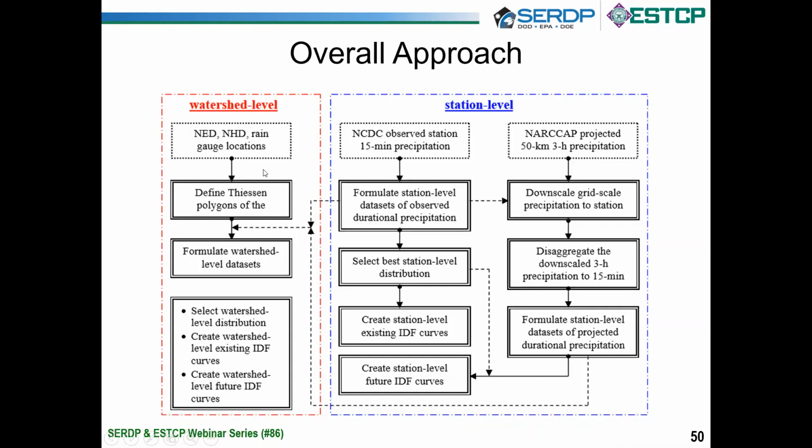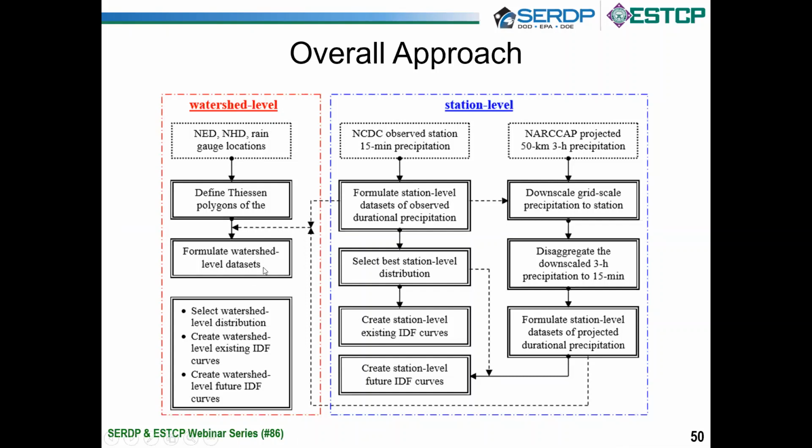For watershed level, we need to have different data sets. That's typically a national hydrography data set from USGS, which defines the boundaries of watershed. Then we use Thiessen polygons to subdivide this watershed into smaller areas that are controlled by each gauge station.